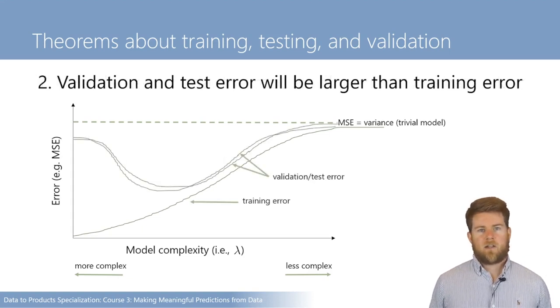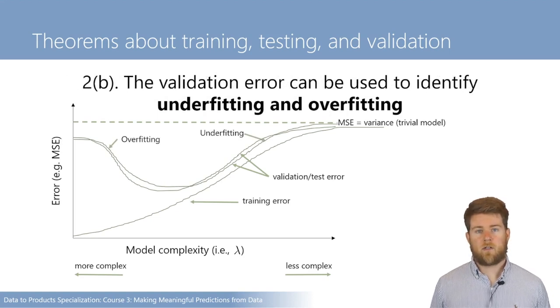The second theorem says that your validation and test error should be larger than the training error. This should not come as too much of a surprise, and it's probably a good way to sanity check some of your model performance. All that's happening here is we're saying that when we expose the model to new data, which is what the validation and test sets are doing, we expect that it won't perform as well as on the data that was used to train the model. So we would expect generally those two curves, the validation and test error curves, would sit above the training error curve.